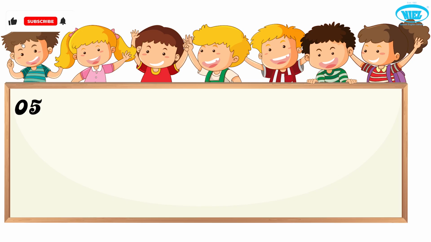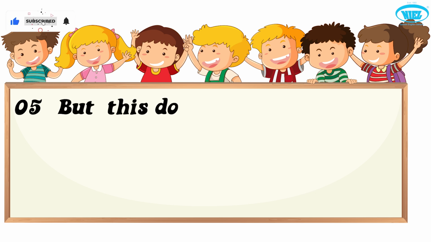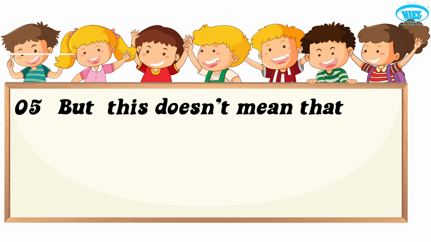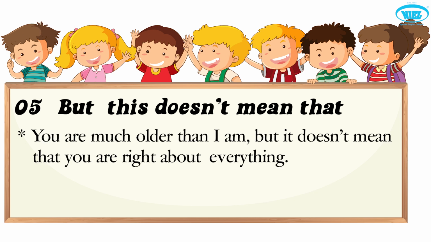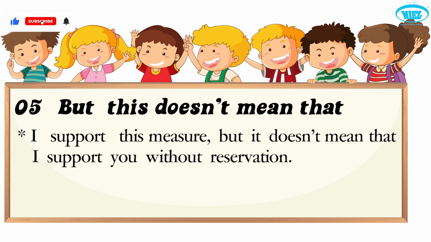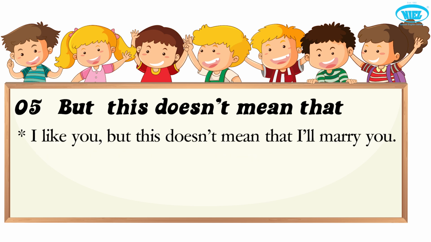The last pattern is, but this doesn't mean that. It simply means कि इसका ये मतलब तो नहीं. Let's see a few examples. We are your employees, but this doesn't mean that we must obey you unconditionally. Let's see one more. You are much older than I am, but it doesn't mean that you are right about everything. The next is, I support this measure, but this doesn't mean that I support you without reservation. The last is, I like you, but this doesn't mean that I'll marry you.